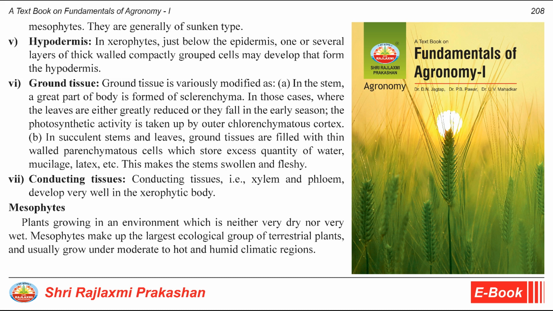Number 6: Ground tissue. Ground tissue is variously modified. Point A: In the stem, a great part of the body is formed of sclerenchyma. In those cases where the leaves are either greatly reduced or they fall in the early season, the photosynthetic activity is taken up by the outer chlorenchymatous cortex. Point B: In succulent stems and leaves, ground tissues are filled with thin-walled parenchymatous cells which store excess quantity of water, mucilage, latex, etc. This makes the stems swollen and fleshy.